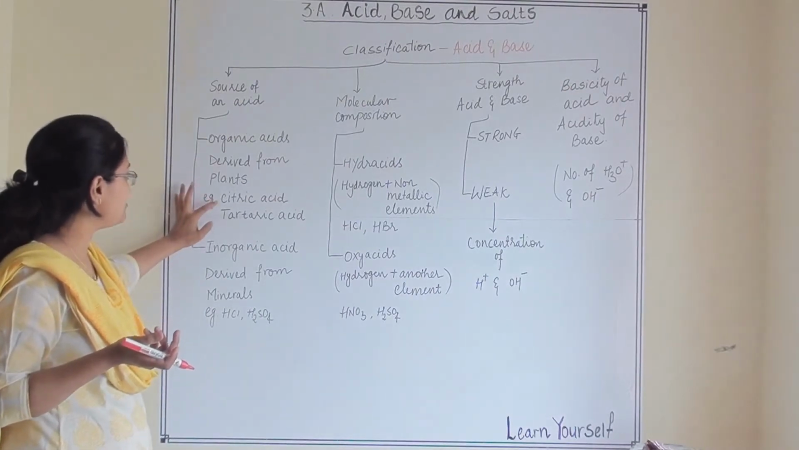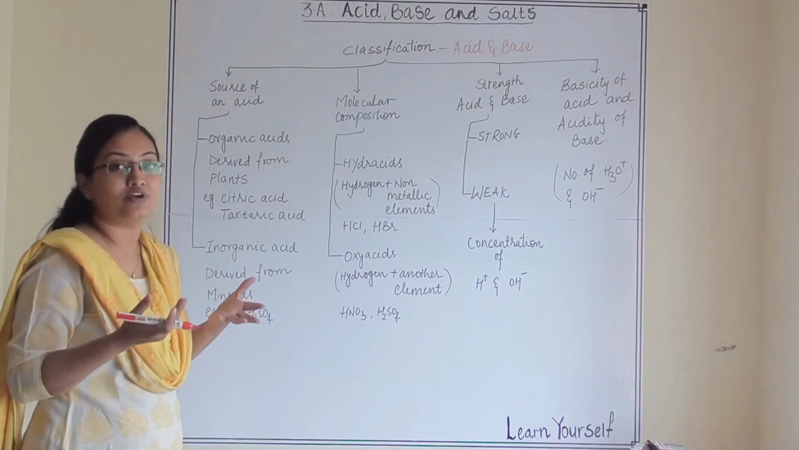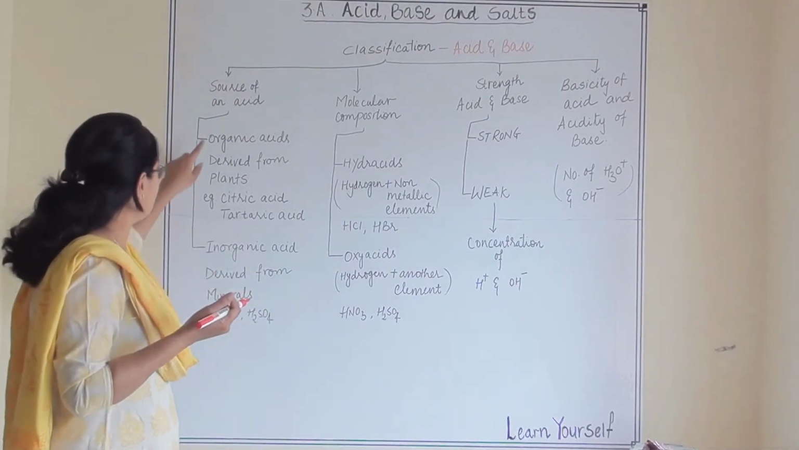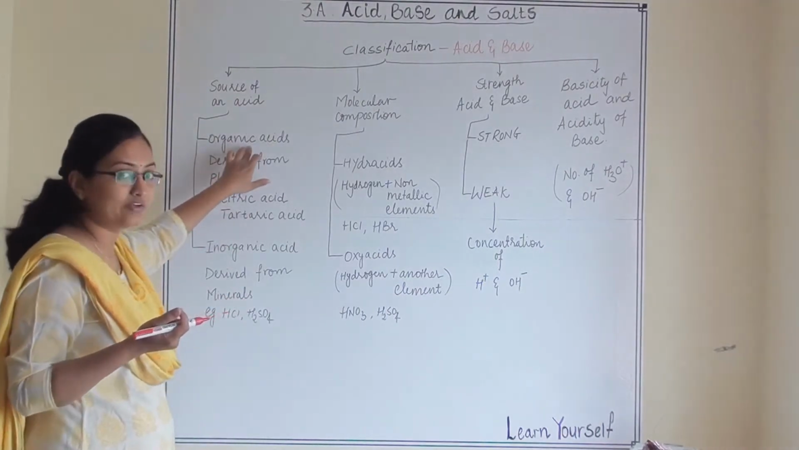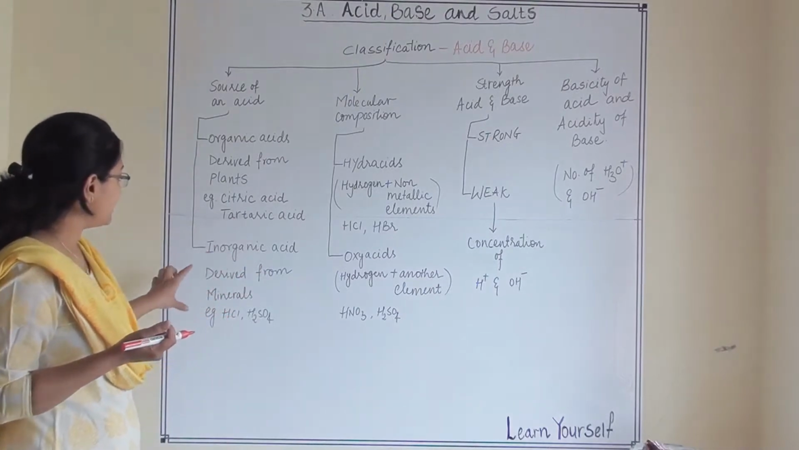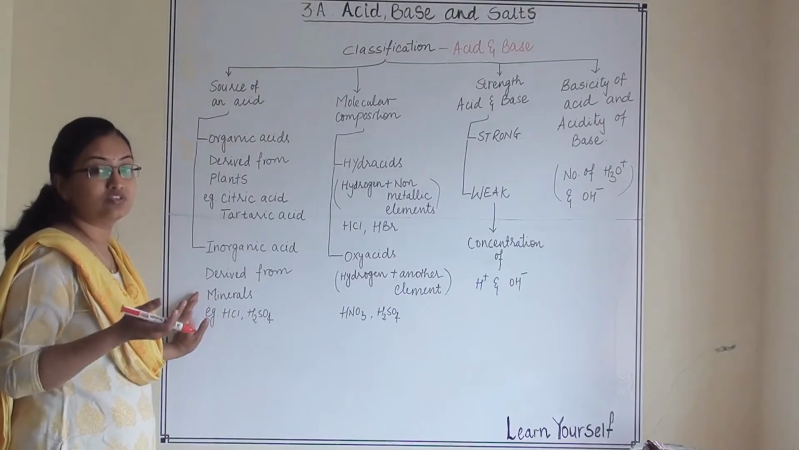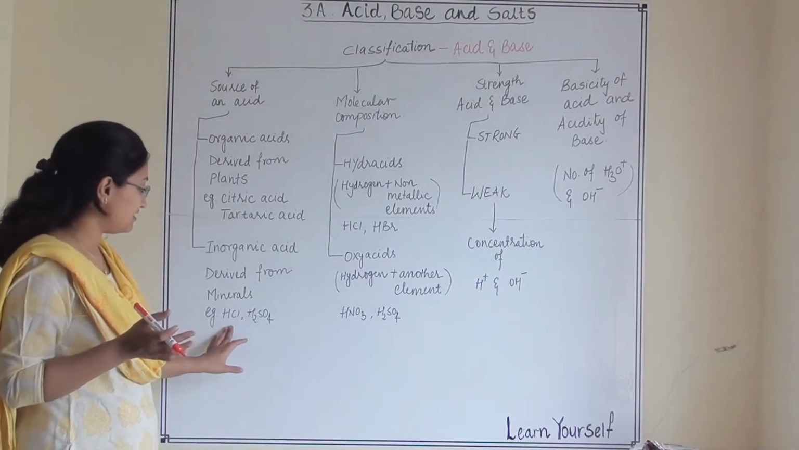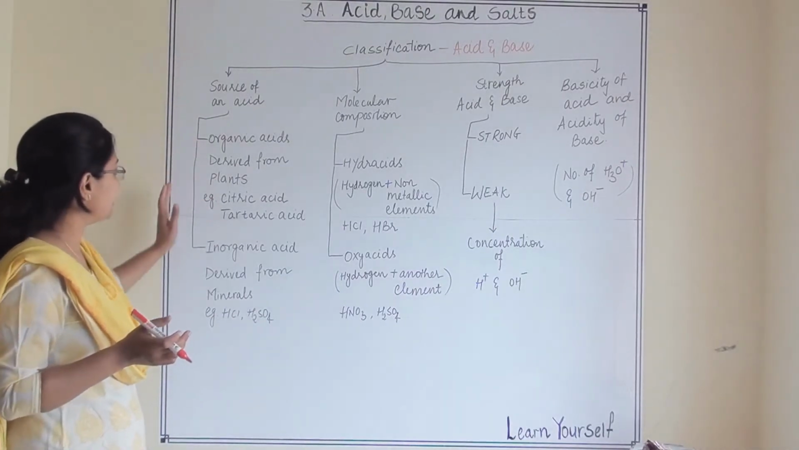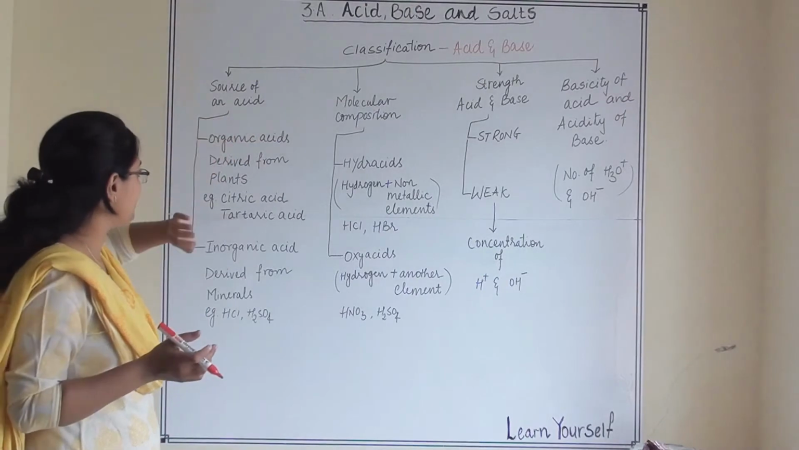For example, citric acid or tartaric acid, the acids which we get from lemon or from melons and all. So these are organic acids. Inorganic acids: what are the inorganic acids? Those derived from minerals. Their source is not natural. So they are hydrochloric acid or sulfuric acid. So basically there are two sources under the source of an acid, organic and inorganic.